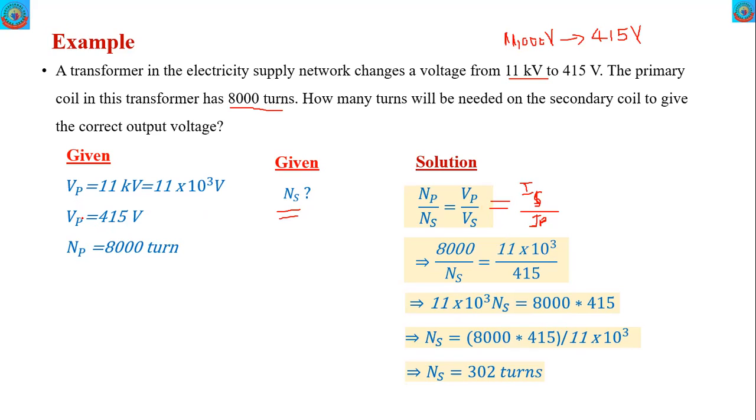Secondary, this is secondary, this is not primary. Electric supply network voltage from this to this is secondary, this is primary.